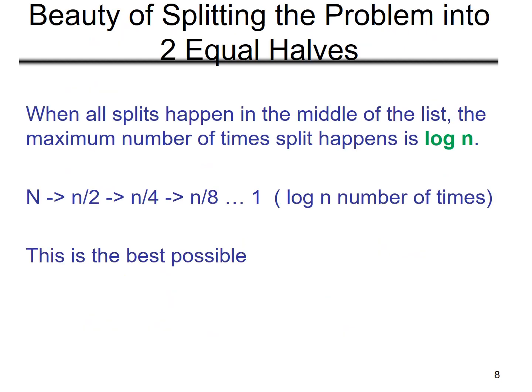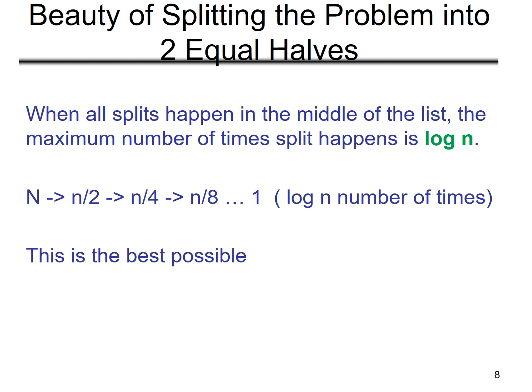Now, the beauty of splitting the problem into two equal halves here is that this is the best possible that one can expect whenever we're trying to divide the problem. When I divide exactly in the middle, initially I have a problem of size n. When I divide, each sub-problem will be of size n by 2. Further division, each sub-problem will be of size n by 4, n by 8, n by 16, and so on until I reach stage 1.